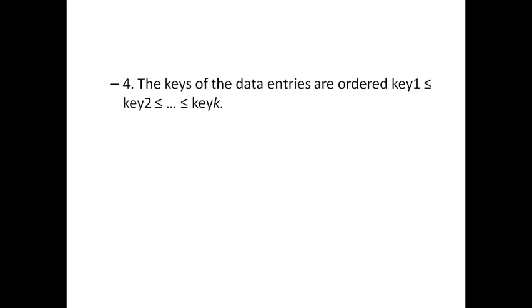Next, the keys of the data entries are ordered in ascending order. So key 1 is less than or equal to key 2, and key 2 is less than or equal to key 3, and so on. So these are the 4 properties of an M-way tree.